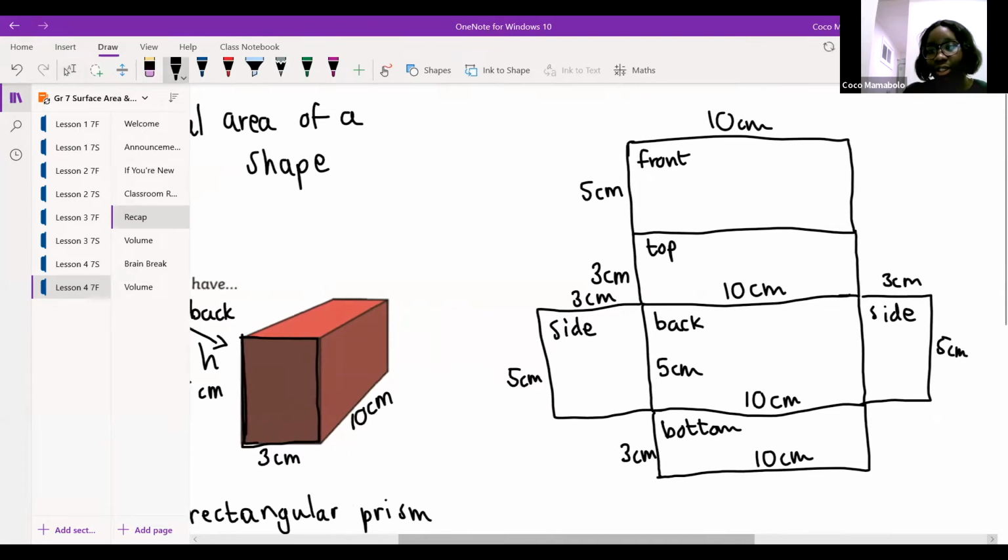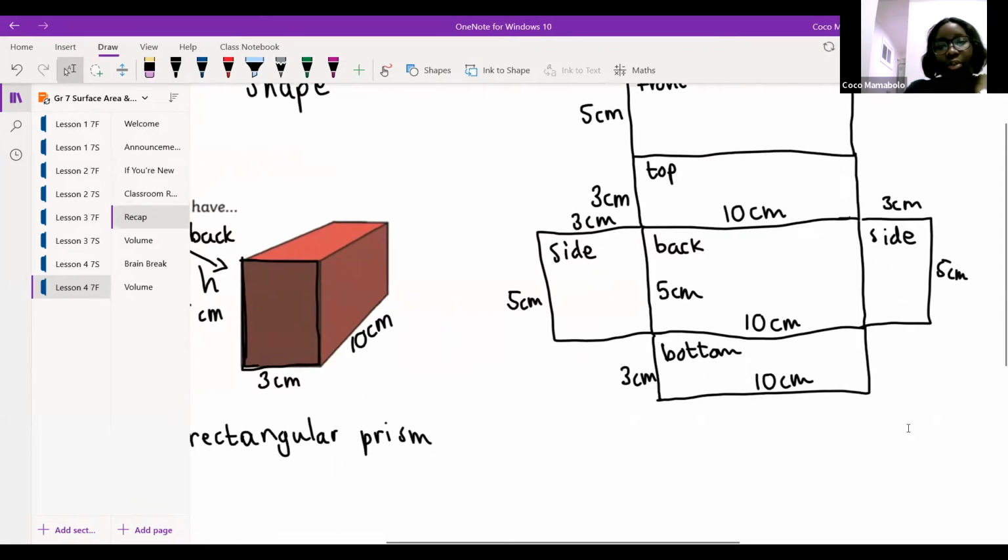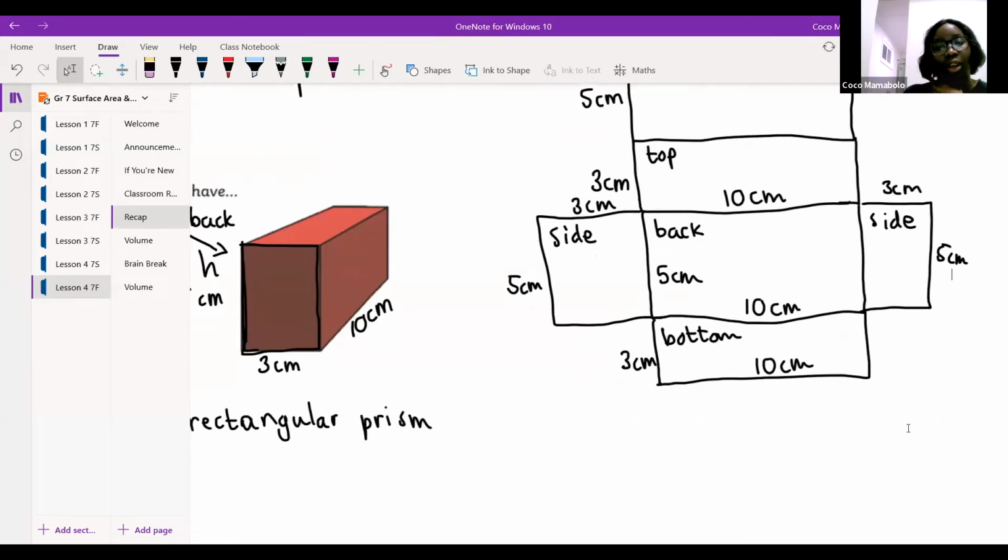So 5 centimeters. When you're looking for the sides, you should always look at the face that you see first, like the longest face. It doesn't matter if it's at the back or the bottom. Exactly. We're always going to have 2 sides that look the same. Okay, thank you, Miss. You're very welcome. All right, guys.